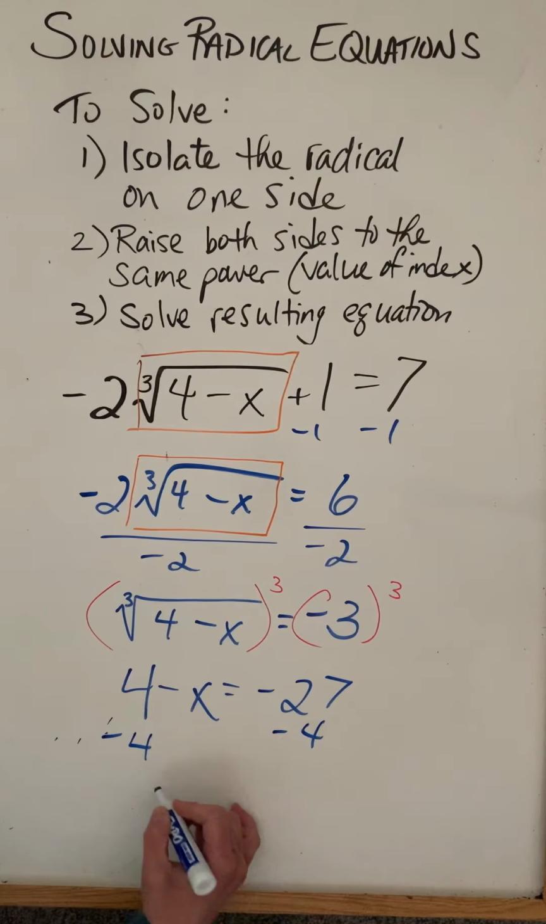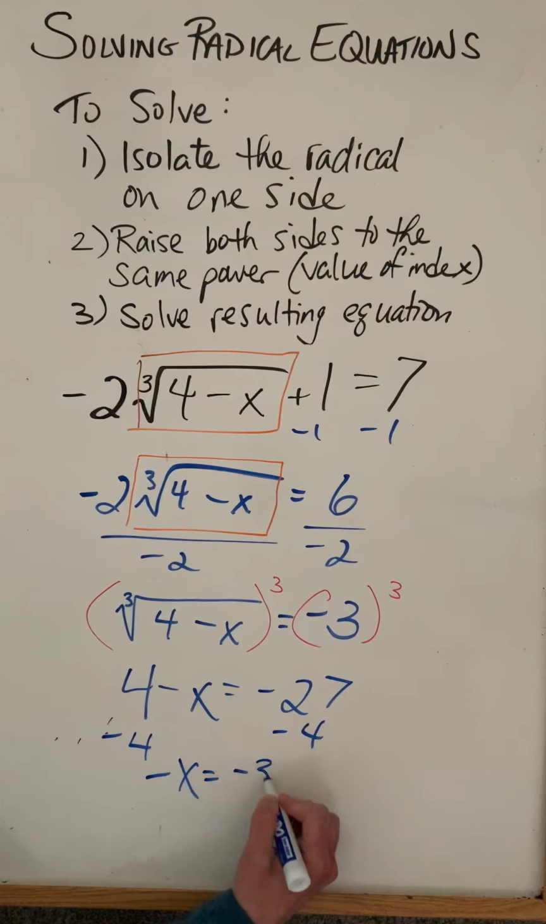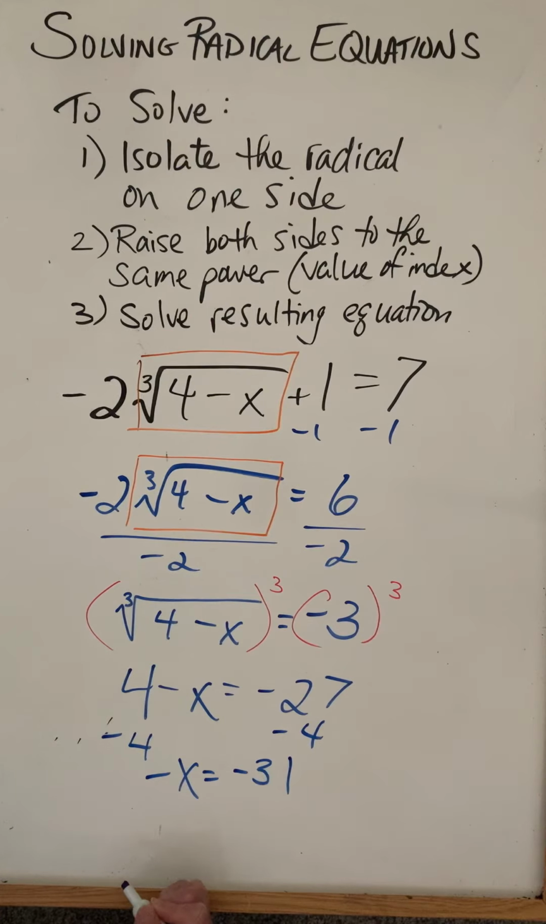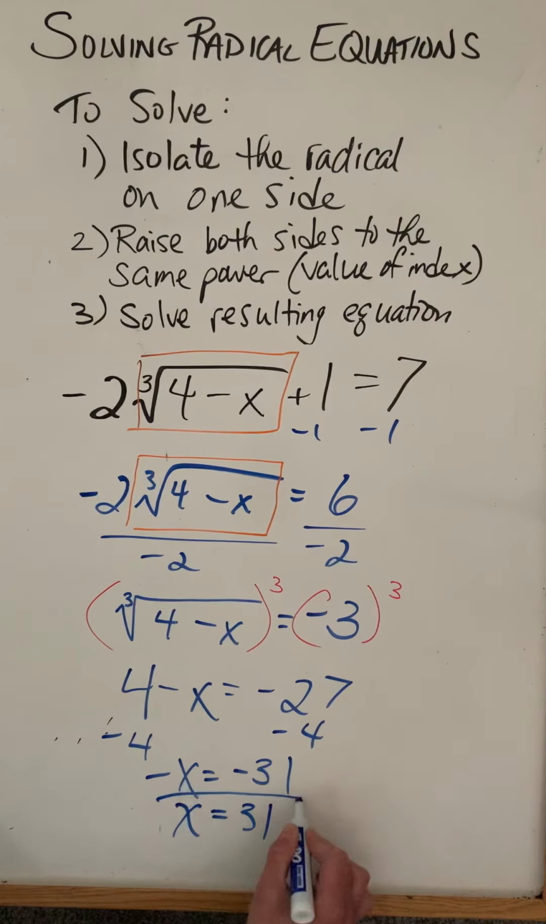Subtract 4 from both sides. So negative x equals negative 31. Then if we change the sign of the x to make it positive, we change the sign on the other side as well. So x then is 31.